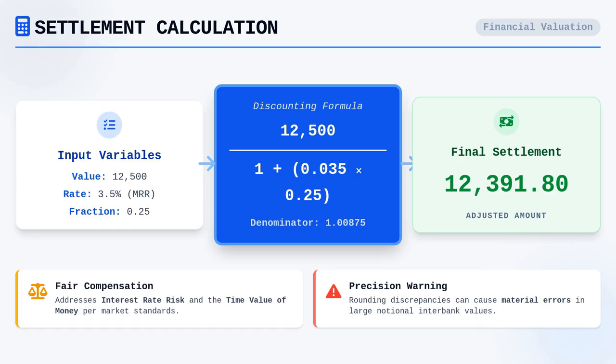12,391.80. This process ensures that both parties are fairly compensated for the interest rate risk based on the time value of money, consistent with standard market practices for interest rate derivatives. Precision in these calculations is paramount, as rounding discrepancies can lead to material errors when dealing with large notional values common in interbank markets.